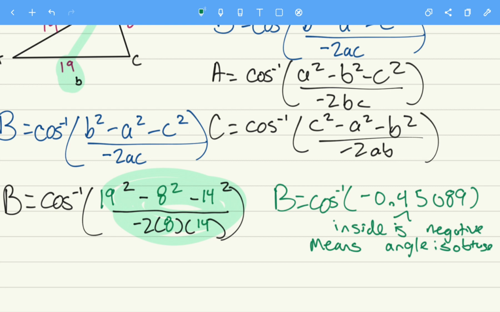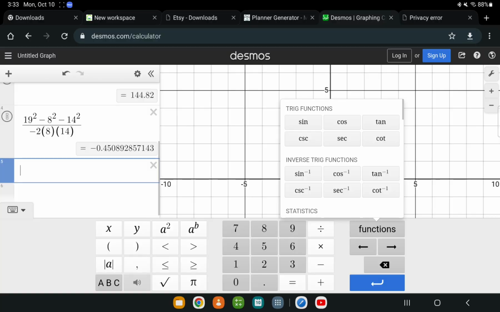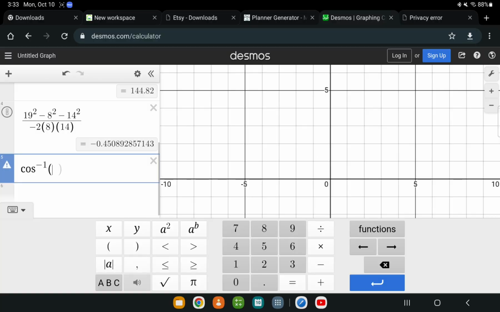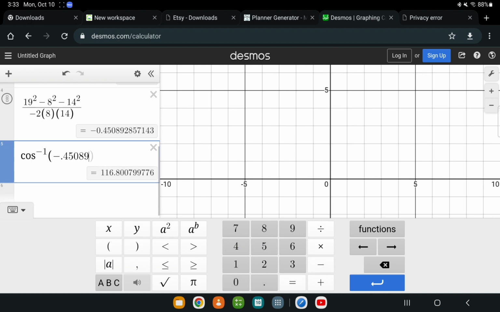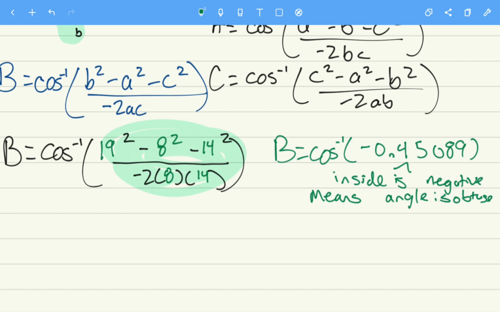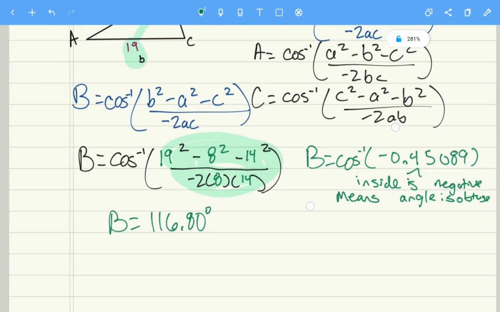Okay? So now we can just take this and plug it into a calculator again. So I'm going to do the cosine inverse of our negative 0.45089. And we got 116.80, which does match up with our obtuse angle.